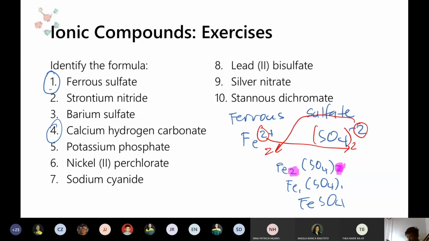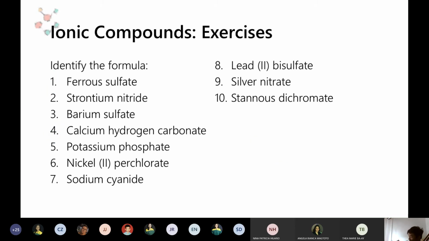Okay. And let's have another one, calcium hydrogen carbonate. Erase ko lang. Calcium.